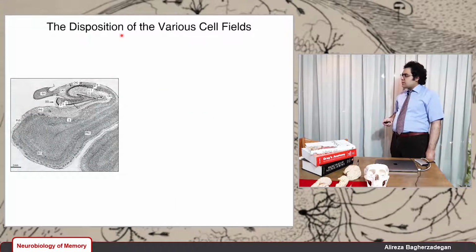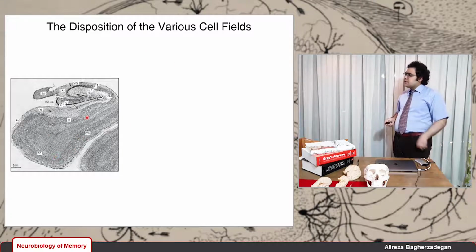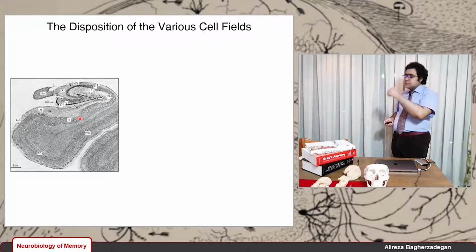Okay, now I want to talk about the disposition of cell fields. This is again a coronal section of the human hippocampus, and this is stained by thionine. It's a dark dye for staining biological samples, and it's very beautiful because it shows the different layers of cortex. And so this is the entorhinal cortex. We have the subicular cortex here, and then you can see the areas of the hippocampus.